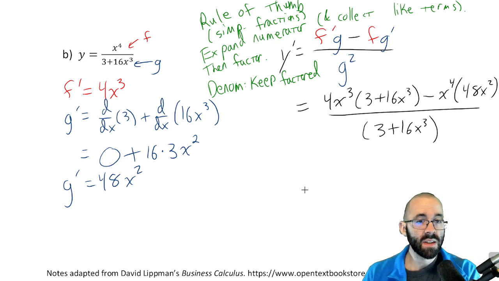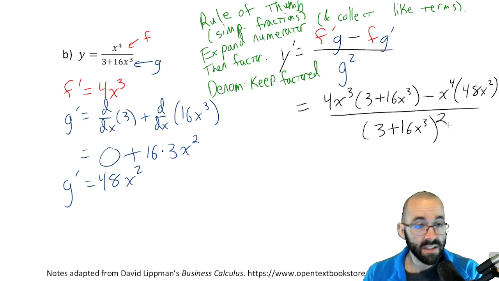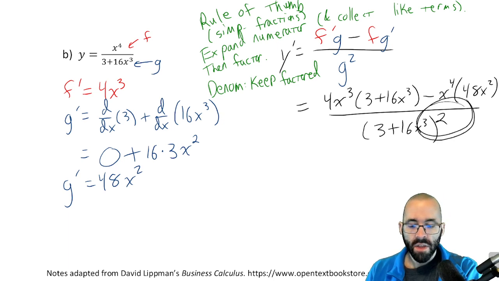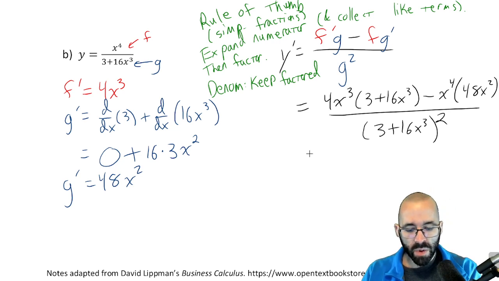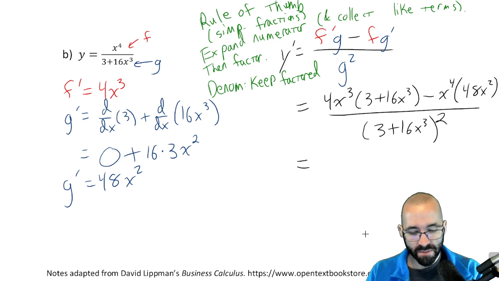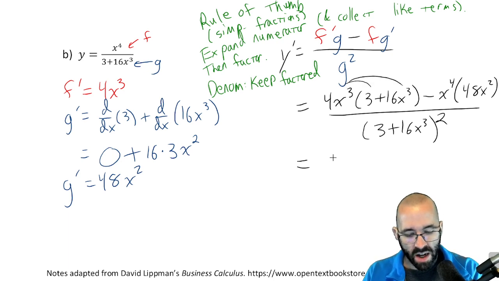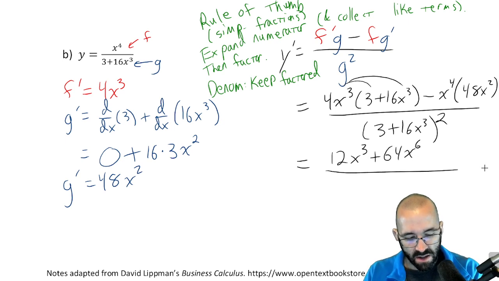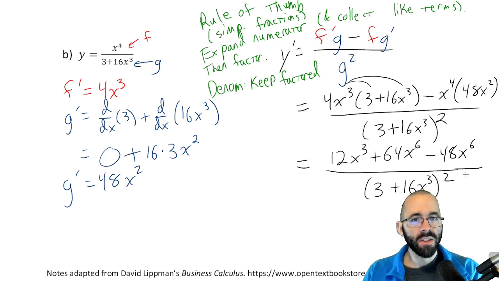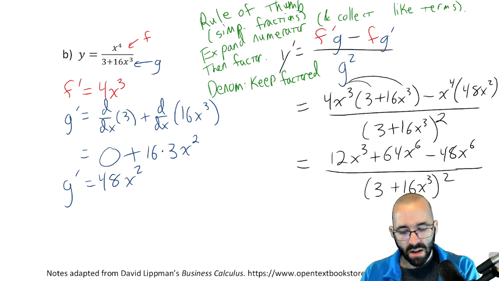So in this function, when we want to simplify it, the bottom, which has a squared here, we'll keep, we're not going to expand that out. There's no reason. But the top, we will want to expand it out so we can collect like terms and factor. So when we distribute that top, we're going to get 12x cubed plus 64x to the 6th, and then minus 48x to the 6th, like so. The denominator we leave factored. And look, we can combine like terms. We expanded the numerator, great. Now we will collect like terms and then factor again.